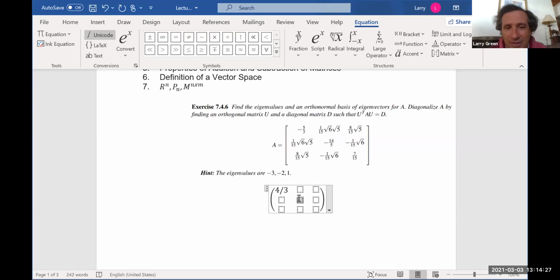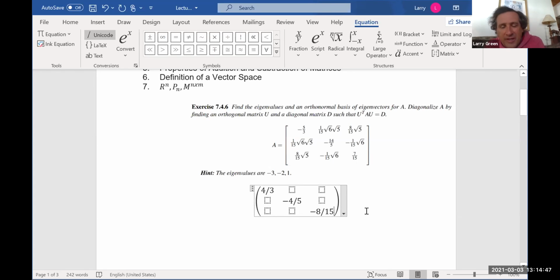-14/5 minus a -2 is -4/5. And 7/15 minus 1 is -8/15. Any questions on the diagonals that I just wrote? Okay, and the others are the same. They didn't change because we're subtracting 0 from all the others. So is it okay if I leave them blank for now? Any questions on that?